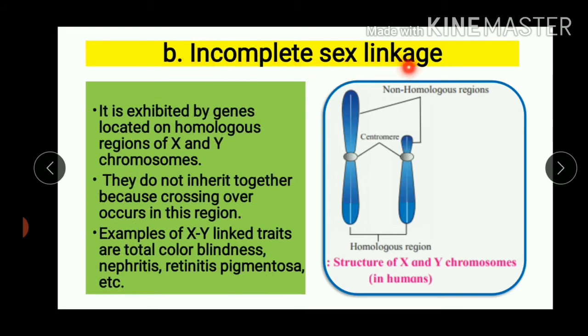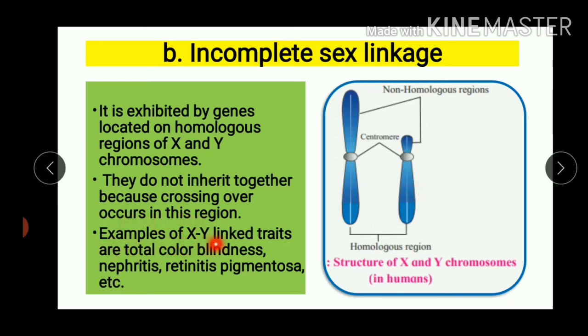Now come to incomplete sex linkage. It is exhibited by genes located on homologous region. Now here homologous region is mentioned. Homologous region of X and Y chromosome. Now where exactly is the homologous region present? These two parts are called homologous region, because the genes which are present on this chromosome, the same genes present on this chromosome, do not inherit together. These genes will not inherit together because crossing over occurs in this region.